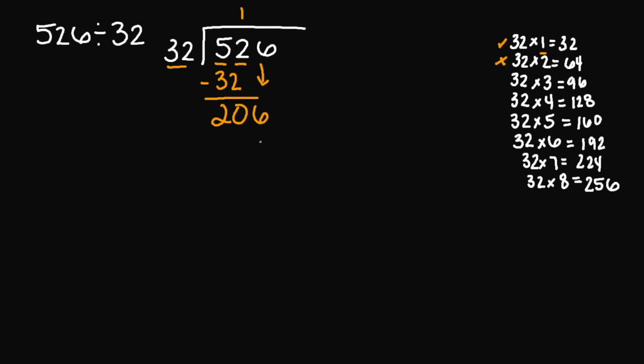32 goes into 206 now how many times? The closest number that I can use is 32 times 6, and that's 192. So I'm going to write a 6 up here.